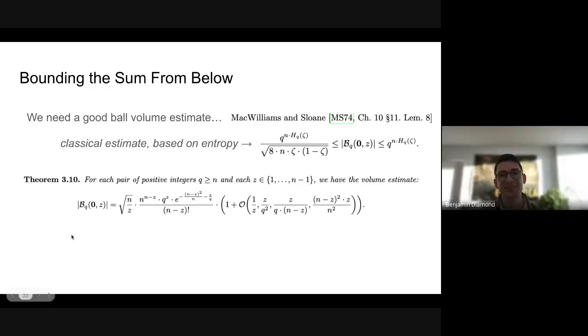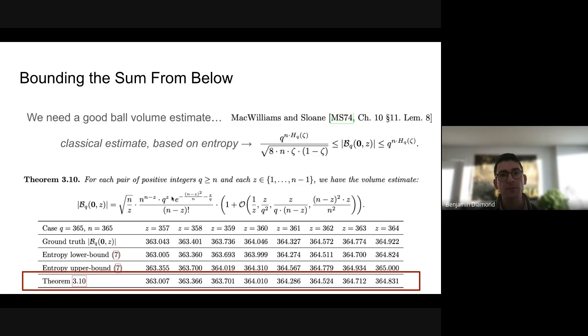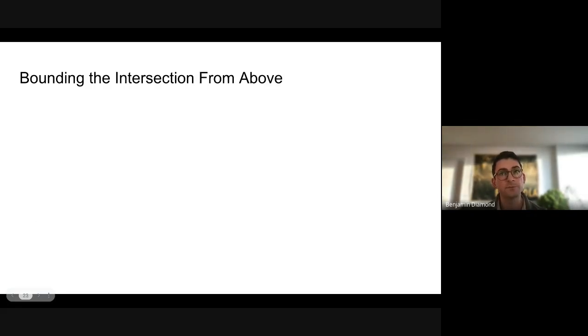So keep going. Sure. Okay, so this is a chart that tabulates how our estimate performs for n equal 365 and z very close to n. You can show that it actually does better even than the classical estimate based on entropy does. So I think it's independently interesting that we have a really good ball volume estimate, but it also proves useful for a proof. So turn to intersections.